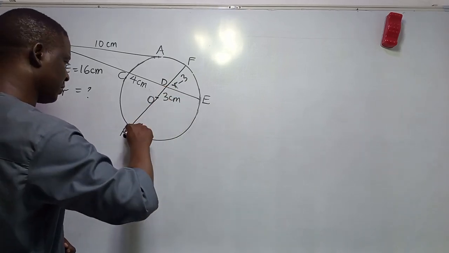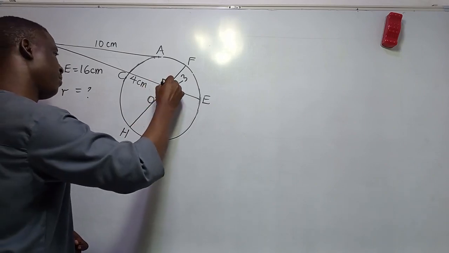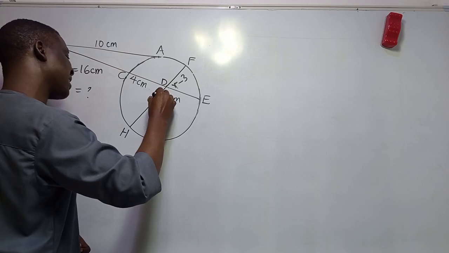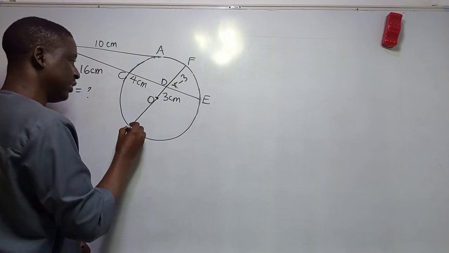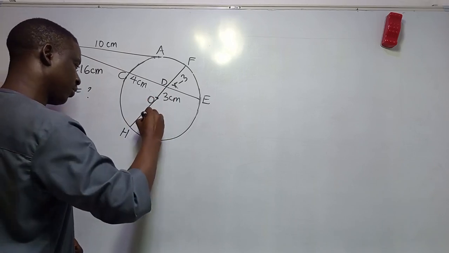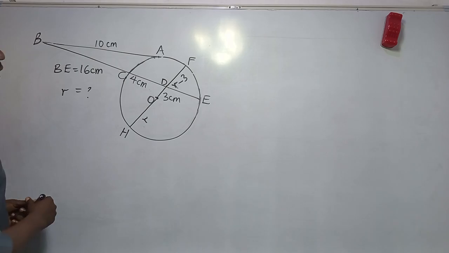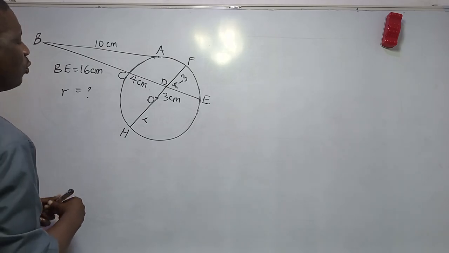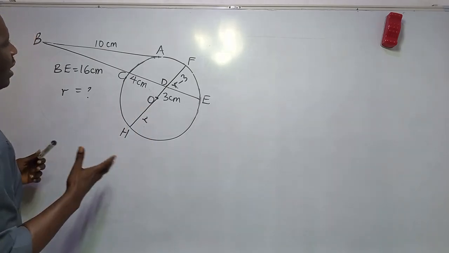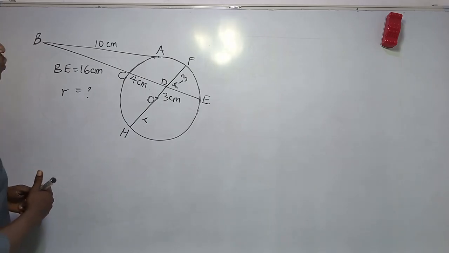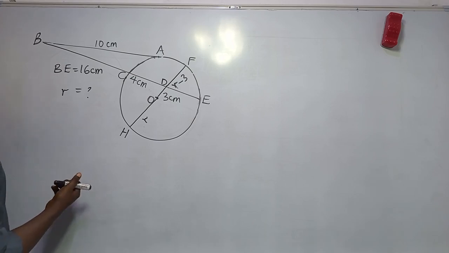Now from the center point to this point is a radius. So let's call this one R. So OH is equal to R. Now what we are looking for is R. So how do we look for R? Now what I will do is this.